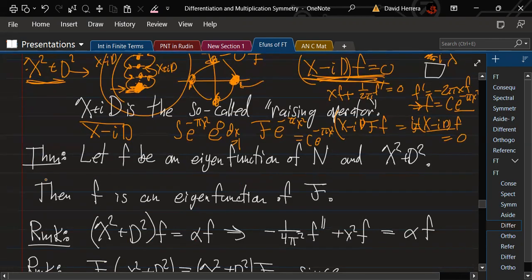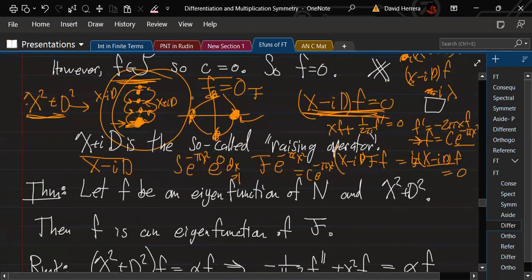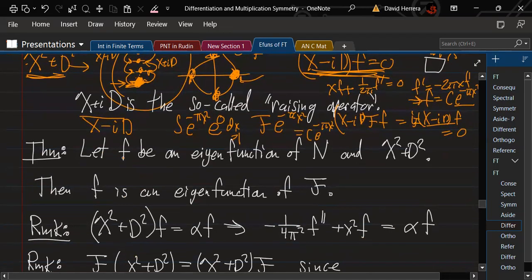Anyway, let's do this theorem here, which is another thing related to this whole picture that we had. If you have f, which is an eigenfunction of N, and also of this operator here, then it's an eigenfunction of the Fourier transform. So before we prove this, let's make two remarks.